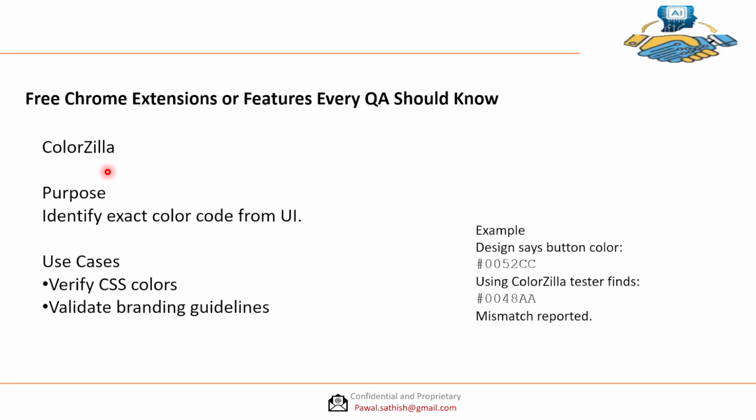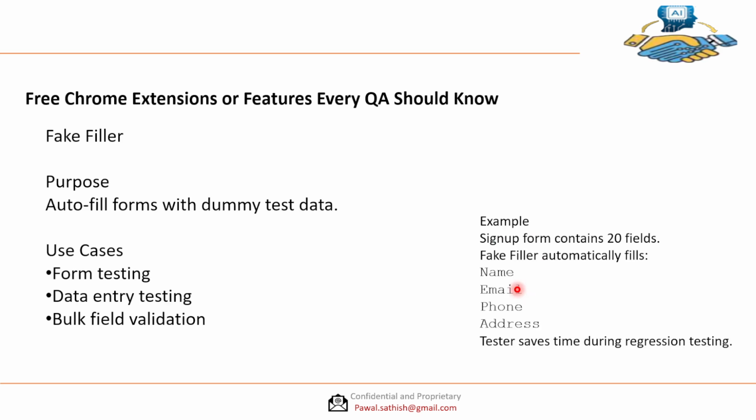Then next is ColorZilla. The main purpose is to identify the exact color code from the UI, so we can verify the CSS color and validate the branding guidelines. If our requirement document specification says the button color should be a certain way, then using ColorZilla we will identify it, and if there is a mismatch, we will report a defect.